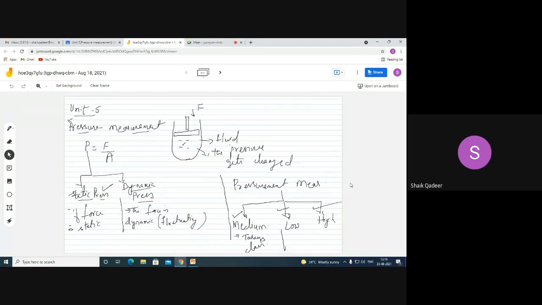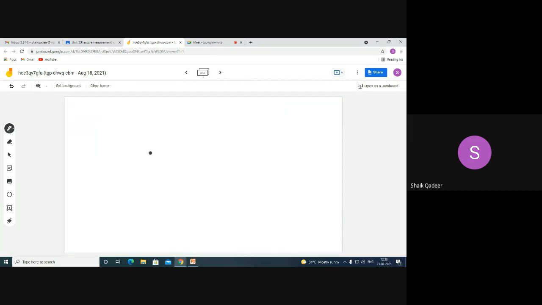The pressure measurement is actually classified into three types, and this type is based upon the range of pressure. If range of pressure is medium, it is called medium range. Pressure measurement is based upon three types: medium range pressure, low range pressure, and high range pressure. Then I move to the presentation, right?